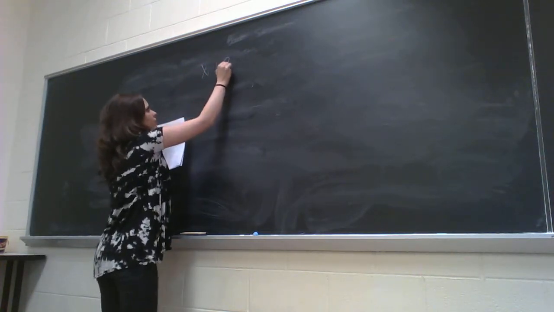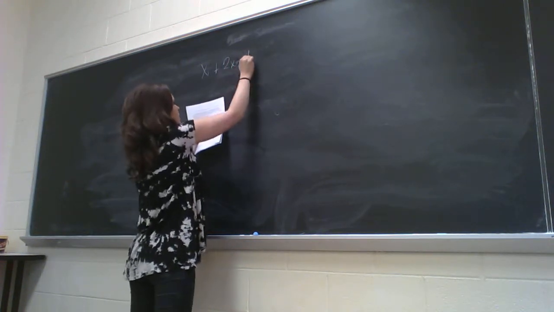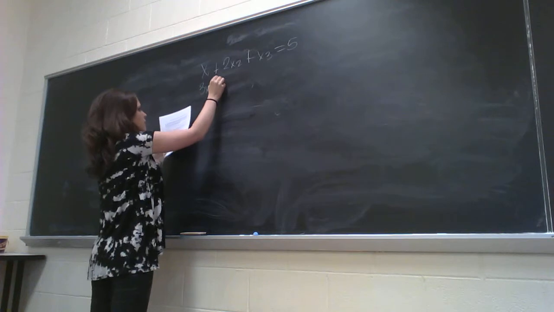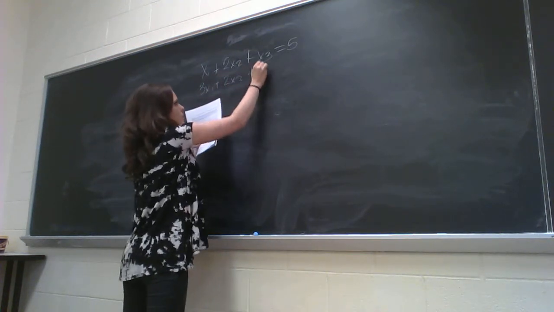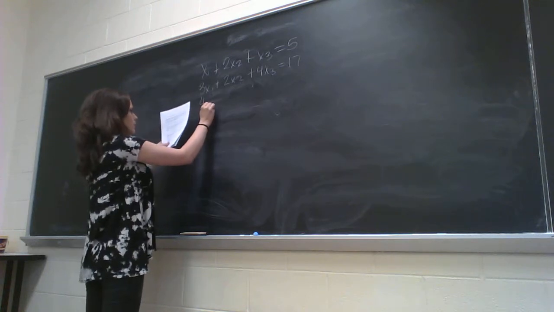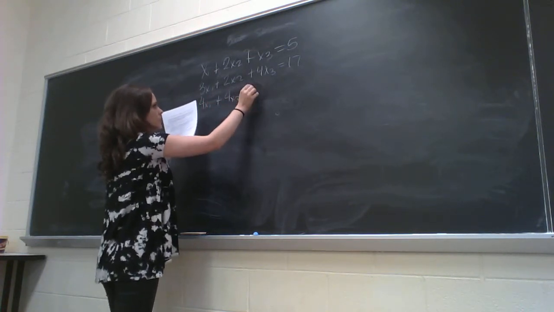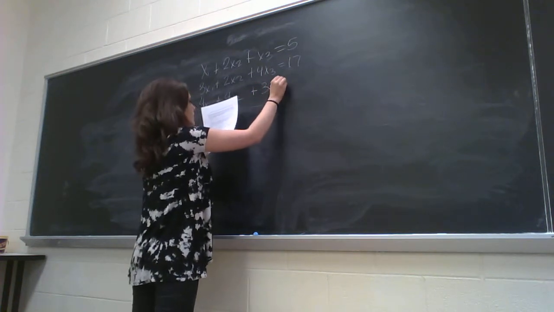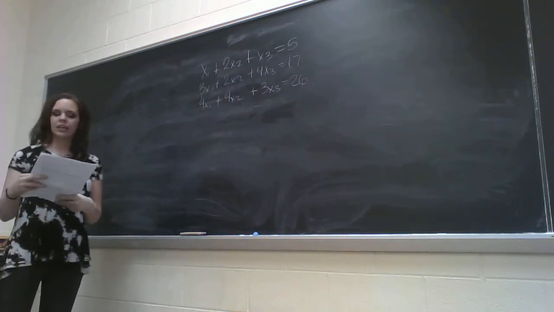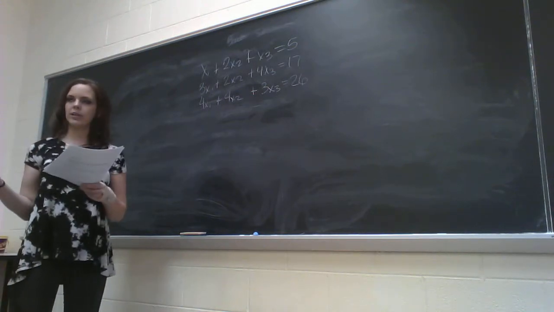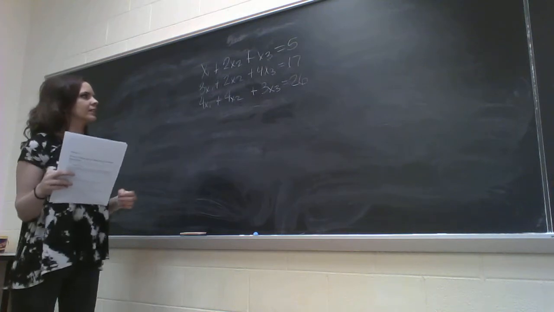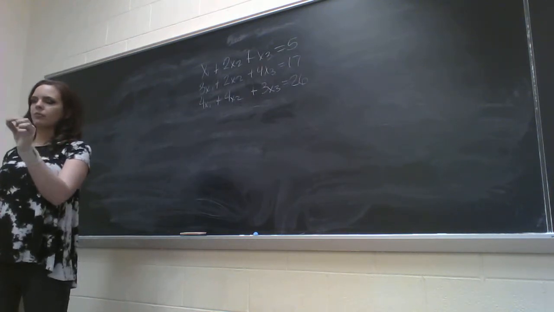We have x1 plus 2x2 plus x3 is equal to 5. 3x1 plus 2x2 plus 4x3 equals 17. And then 4x1 plus 4x2 plus 3x3 equals 26. All right, so this is our system of linear equations, and we're just going to do row reduction until we get what type of form? What type of form are we looking for? Upper triangular, right. So when we start this Gaussian elimination process, what's the very first element that we want to try to zero out?